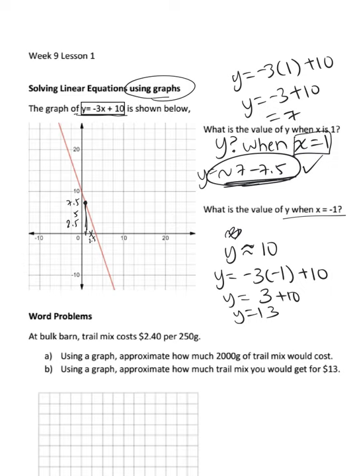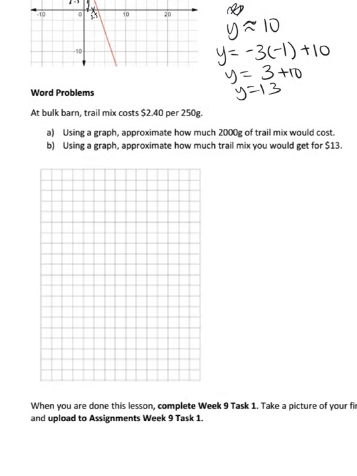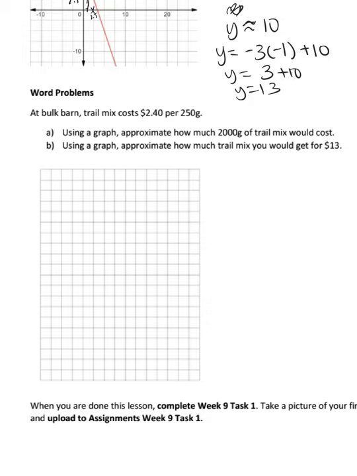All right, you will see word problems in this unit. Let's see, it says at Bulk Barn, trail mix costs $2.40 per 250 grams. Using a graph, approximate how much 2,000 grams of trail mix would cost. Using a graph, approximate how much trail mix you would get for $13. So this is what the question wants us to do.